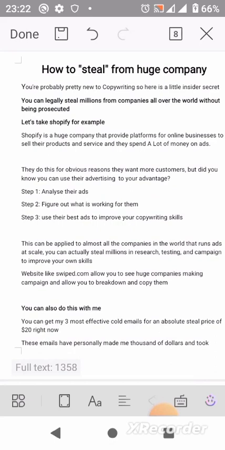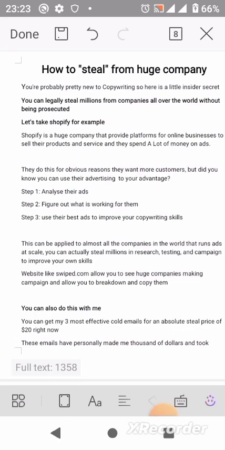Now, you can see it. I said how to steal from huge company. That's the hook. How to steal from huge company. Remember, people are looking for money. People are desperate about money. Now, you are not teaching them how to steal in a literal way, maybe by carrying a gun or weapon, no. But you are using this to catch the attention of the people.